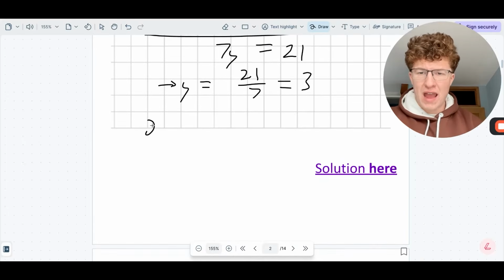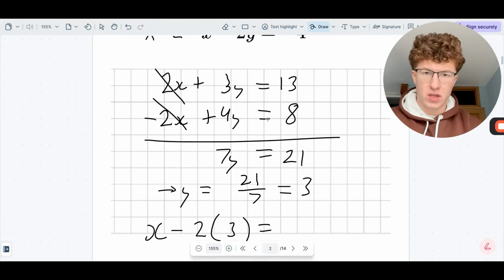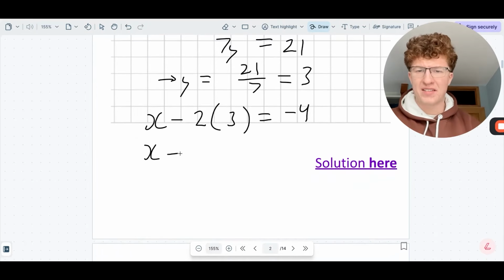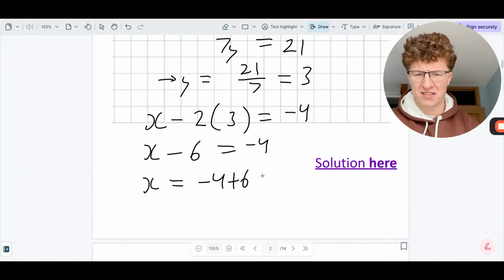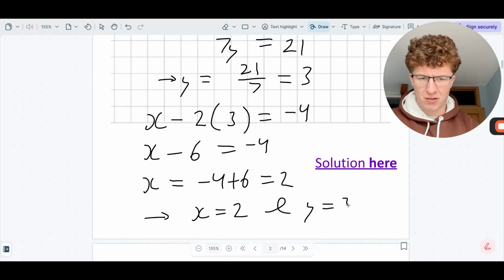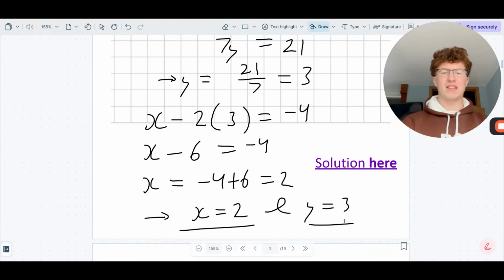So we have x minus 2y, but y is 3, is equal to minus 4. That means that x minus 6 is going to give us minus 4. So x is equal to minus 4 plus 6, which is equal to 2. So our final answer is x equals 2 and y equals 3. Boom, like that.